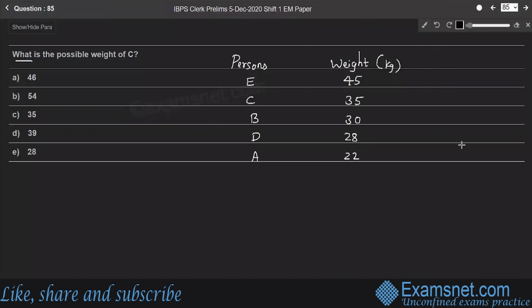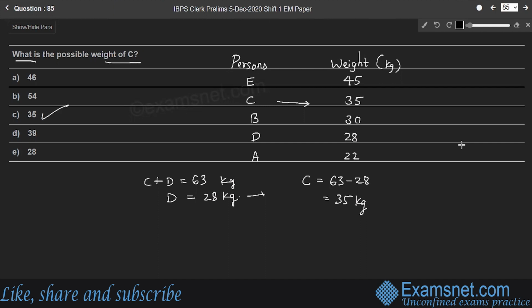Question 85. What is the possible weight of C? So here C weighs 35 kgs. In the question it is given that C plus D is 63 kgs and the second lightest person is D whose weight is 28 kg. Right? We have calculated in question number 83 itself. So C's weight is 63 minus 28 which is 35 kg. Therefore, answer is option C, 35 kg.